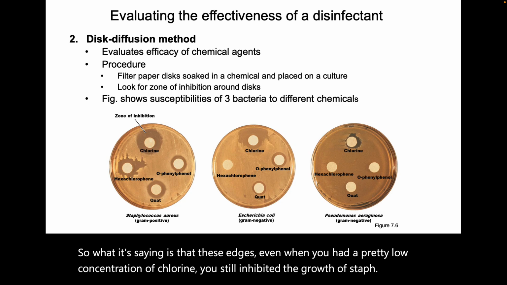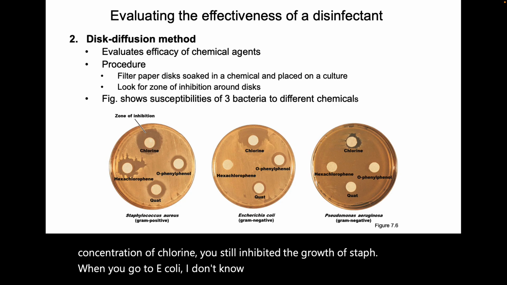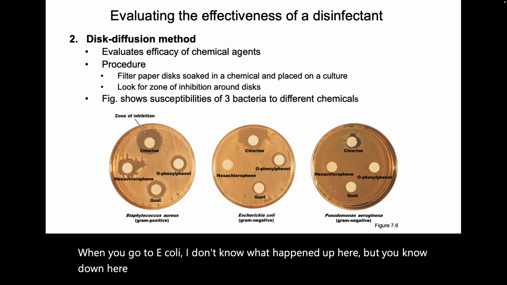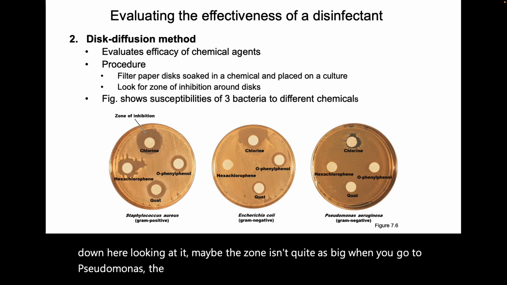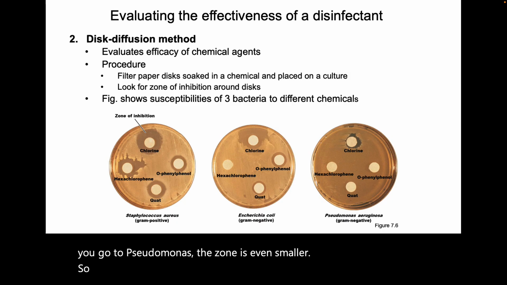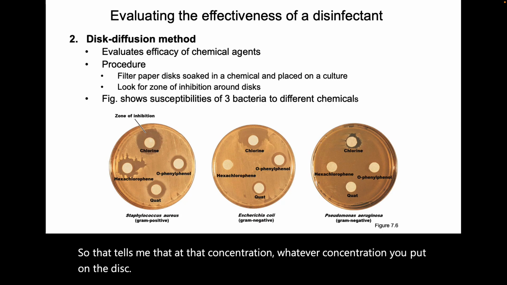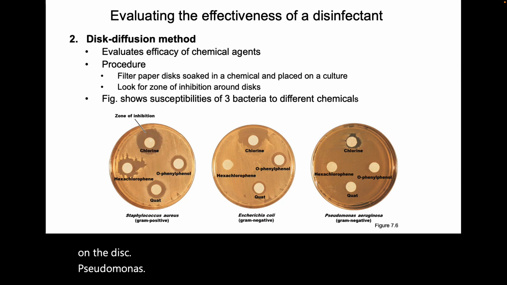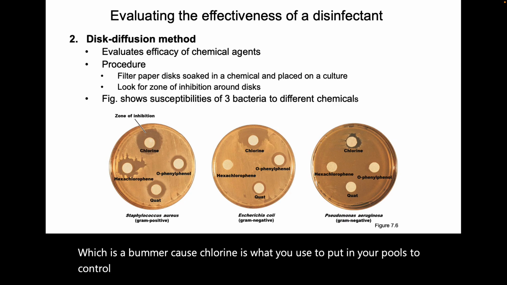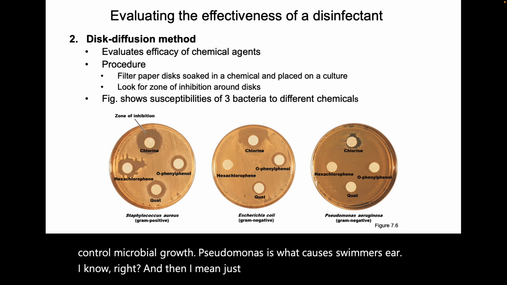When you go to E. coli, I don't know what happened up here, but down here, looking at it, maybe the zone isn't quite as big. When you go to Pseudomonas, the zone is even smaller. So that tells me that at that concentration, whatever concentration you put on the disc, Pseudomonas doesn't do too bad. Which is a bummer because chlorine is what you use to put in your pools to control microbial growth. Pseudomonas is what causes swimmer's ear. I know, right? And then, just for funsies, look at the other three.